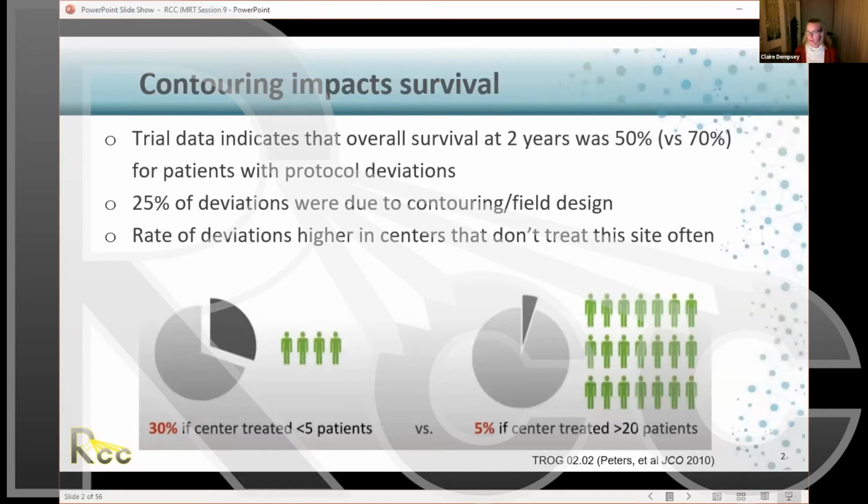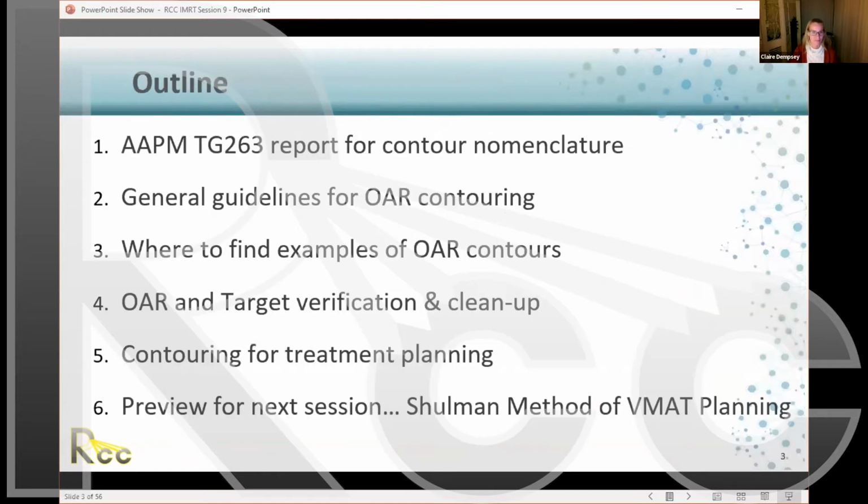What they found was that these deviations also happen more in departments that don't treat a particular site very often. If your department treated a lot of patients per year for a certain treatment site, you had less chance of having a deviation than if your department only treated a few of these patients per year. So it shows that not only is contouring really important to improve patient outcomes, but also consistency and experience. Repeating the same processes over and over also increases the effectiveness of the treatments we give our patients. I just wanted to highlight that before we got started on the actual presentation.